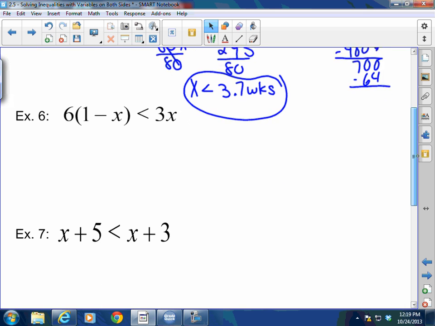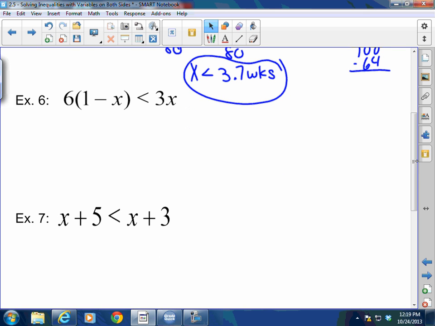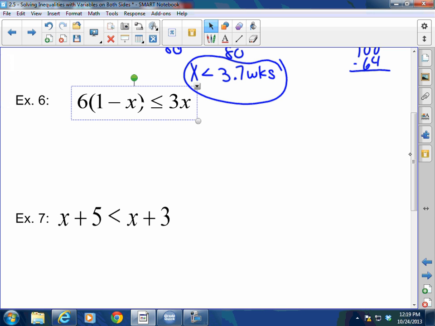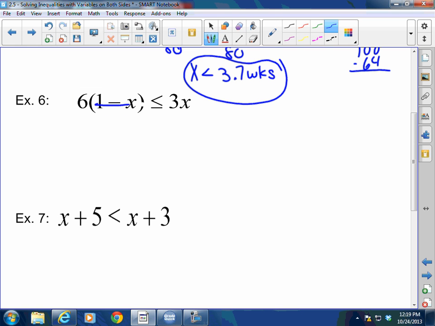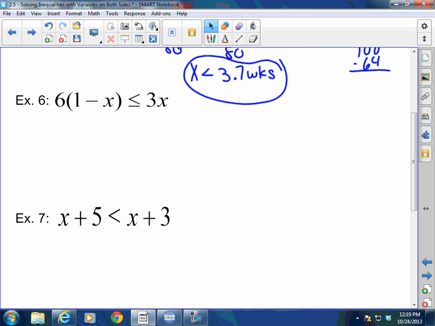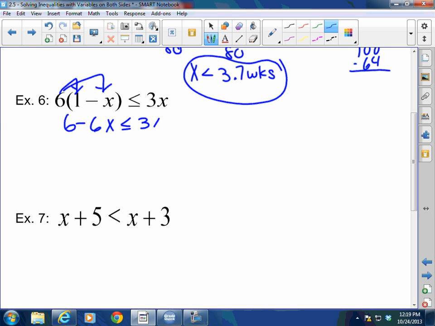Let's go back to a regular equation. 6 times parentheses 1 minus x is less than 3x. What do we have to do here, boys? Distribute. That's exactly right. Okay, let's do this again. Yes, you distribute. Excellent. So that's 6 minus 6x is less than or equal to 3x.